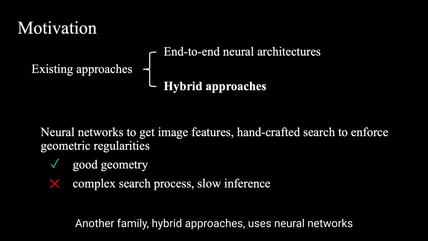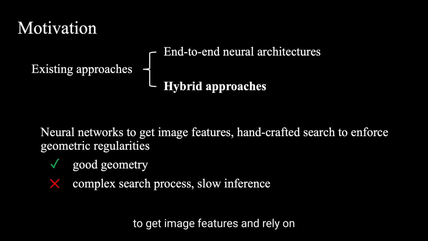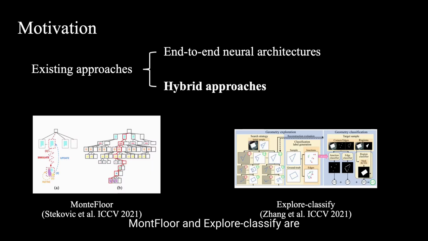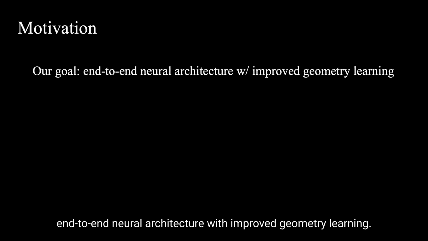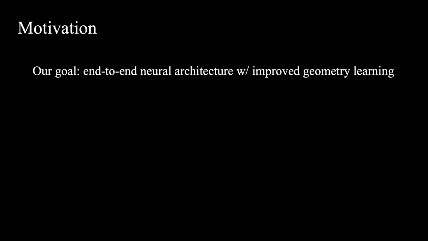Another family, hybrid approaches, uses neural networks to get image features and relies on sophisticated search to enforce geometric regularities. They're usually very slow, but produce high-quality geometry. Monnier and Explore Classify are recent state-of-the-arts. Our goal in this paper is to design an end-to-end neural architecture with improved geometry learning.